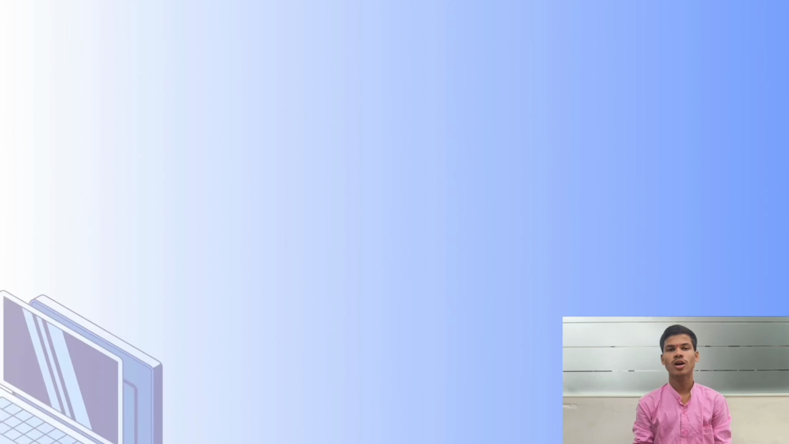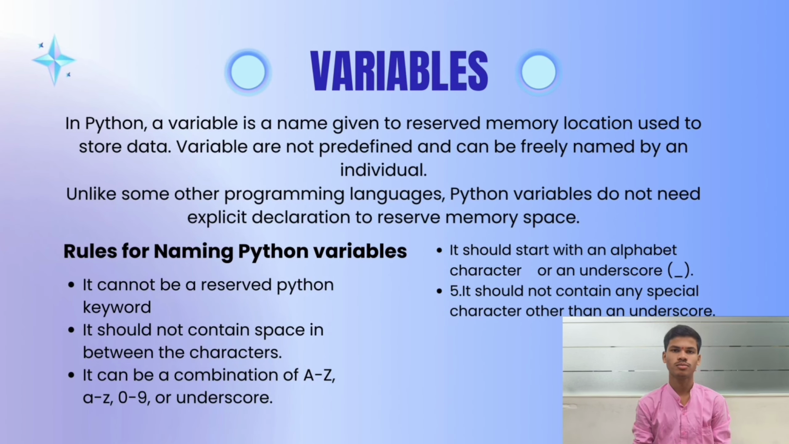Now we will talk about variables in Python language. In Python language, variables are the name given to a reserved memory location which is used to store data. Variables are not predefined and can be named freely by an individual. Unlike other programming languages, Python variables do not need explicit declaration. That means it is not necessary to declare the variables before using them.